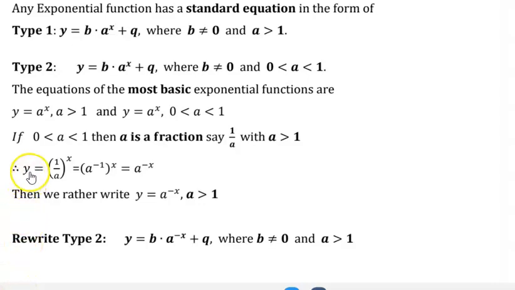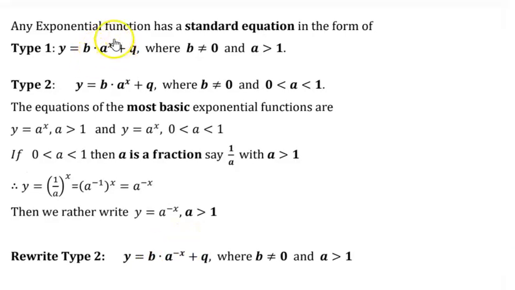In this video we're going to look at the role of a, and we see that a is greater than 1 here, but we're also going to consider a to the minus x. This is our increasing function and this is our decreasing function. Again, a is greater than 1. Remember, we rewrote this one, type 2, where a is a fraction. We rewrote it as this new function a to the minus x.